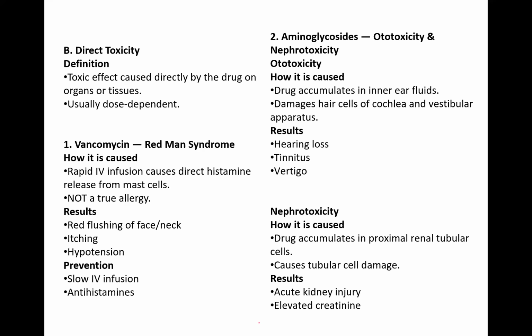First one, vancomycin-induced red man syndrome. How is it caused? When we give vancomycin as a rapid infusion, this can cause direct histamine release from the mast cells. This is not an allergic reaction, rather it is a toxicity. So it can result in red flushing of the face or neck, that's why it is known as red man syndrome, along with itching and hypotension. How can we prevent this? Do not give it as a rapid IV infusion, give it as a slow IV infusion, and you can also give antihistamines.